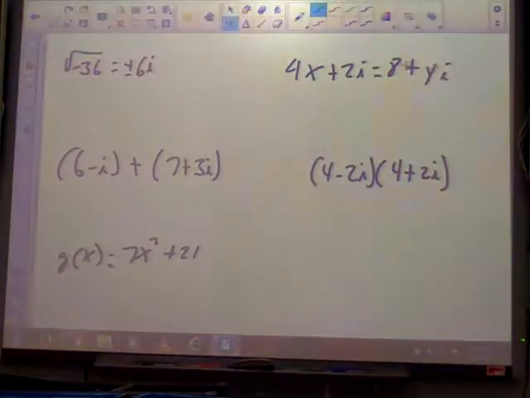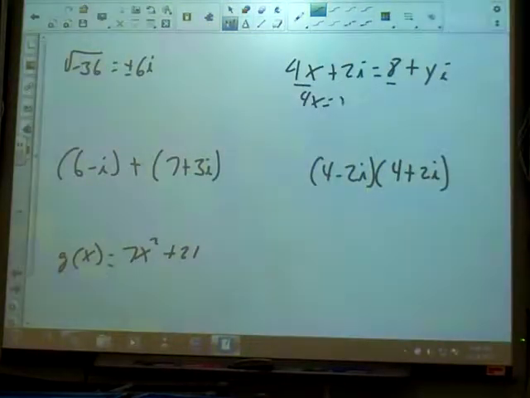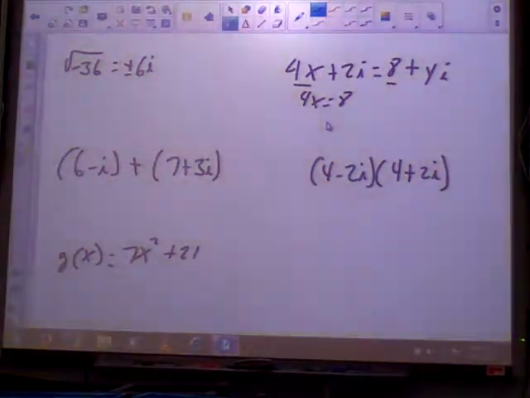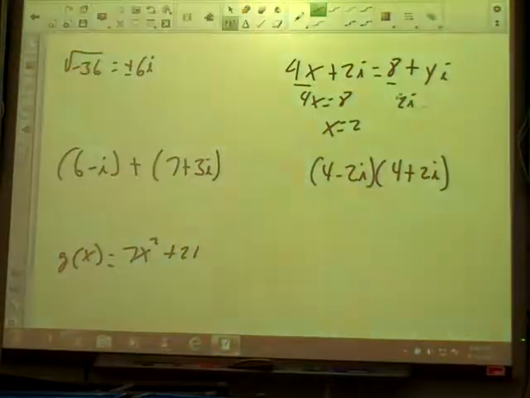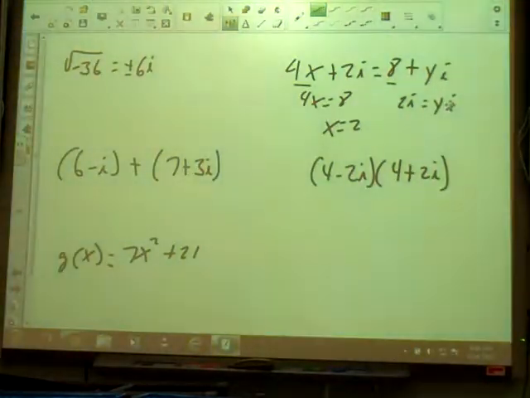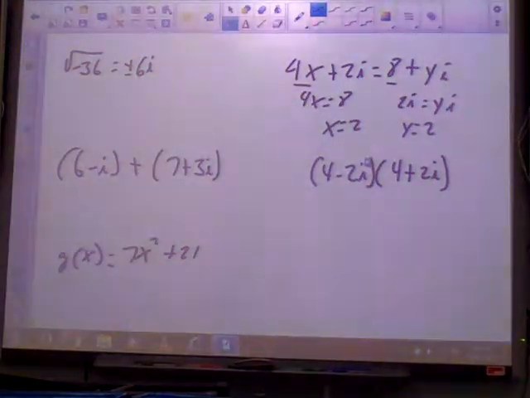Alright, this was the one that's really weird to me, but it's really easy. Yeah, that one's weird to me too. Okay, so the first thing you would have done was set your real numbers equal to each other. So if 4x was equal to 8, Connor, what was x? 2. Good job, sir. And then you set your imaginaries equal to each other. So if 2i is equal to yi, divide by i, and what is y? Stephen, say it again. y equals 2. Good job. Everybody good? So we got 2 on both of those.